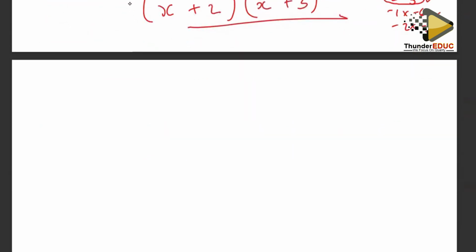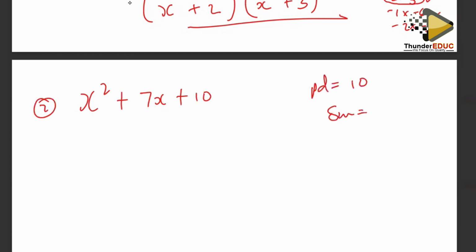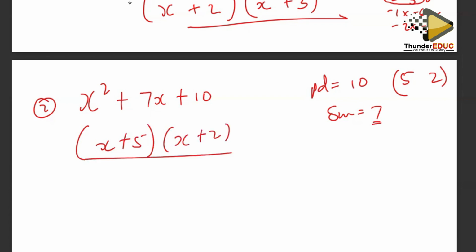Okay, let's have another one. If we have x squared plus 7x, maybe plus 10. So our product here is a 10. Our sum is a 7. Two numbers multiplied to give you 10 will be 5 and 2, or 1 and 10, negative and negative, and so on. So I'm choosing these two because I'll get the sum of 7 and a product of 10. Open, it's going to be x plus 5, and then x plus 2. Then that becomes our answer.